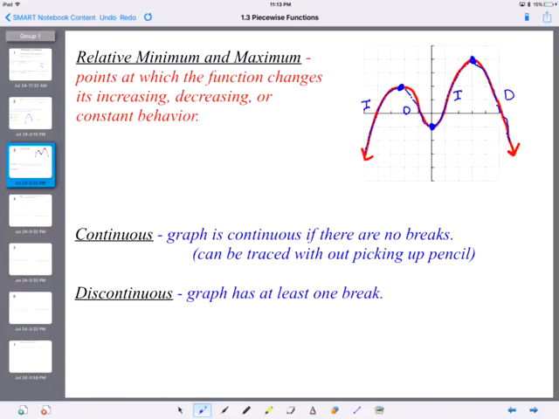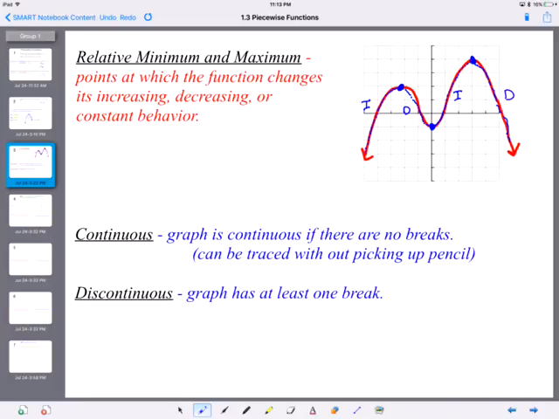So anytime there's a change in the function in terms of increasing, decreasing, or constant behavior, there's a relative max or min on there. Also, once again, think about your slope. Your slope's increasing, now it's decreasing. There's a change, and that's where those relative max and mins occur.